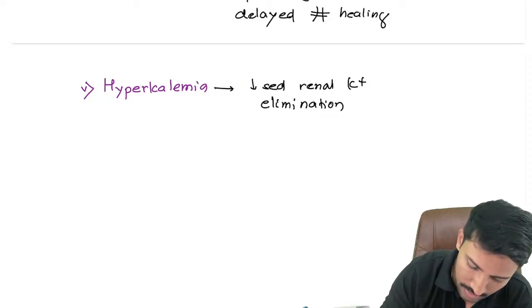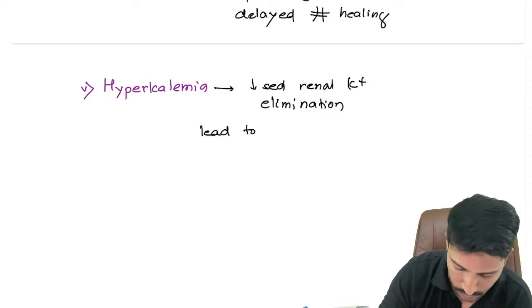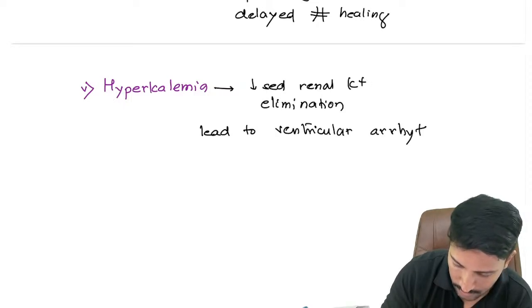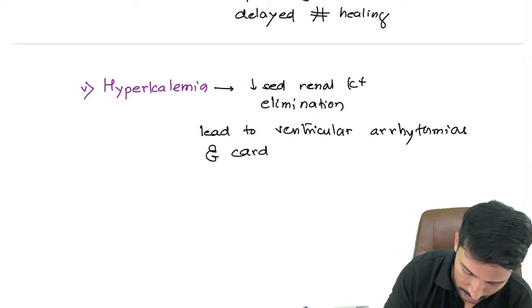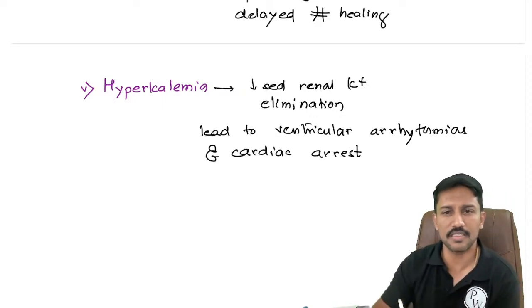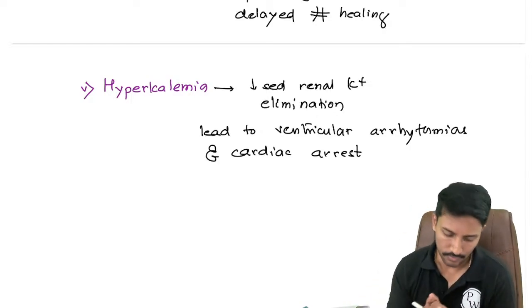What complications can it lead to? This can lead to ventricular arrhythmias and cardiac arrest. If you have time, definitely you can write a little bit about the ECG changes that you can get, the tall T waves and the sine wave change.